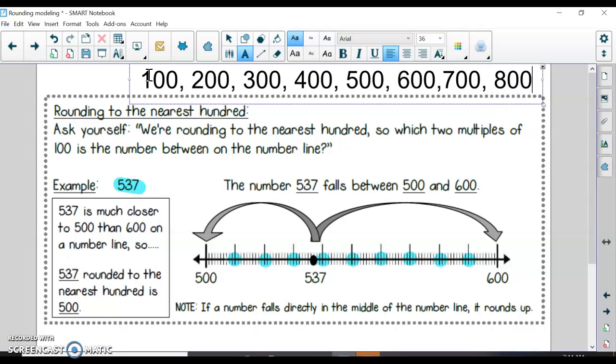Okay, I know if I skip count by hundreds, that 537 is going to fall between 500 and 600. So on our number line, I've started at 500, I ended at 600, and then I wanted to show where 537 falls between those two numbers. And if you're looking at this number line, you can clearly see that 537 is closer to 500. So we would say 537 rounds to 500.